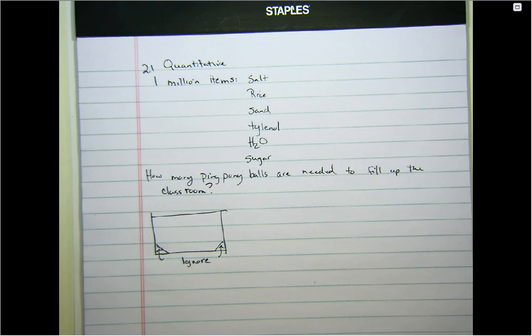Can I take one of these? Yes, that's what they're set up for. There you go. Thank you. Sure.